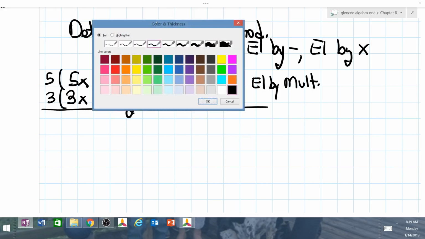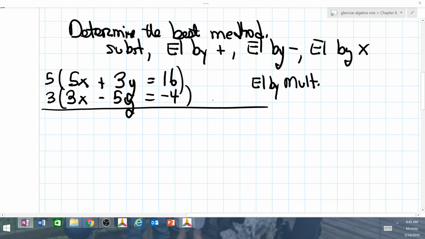Let's go ahead and work it. I'm going to let you guys work it. You know how to do this. I'm not teaching anything new here, so give yourself some practice. Why would you not add? Well, we have to multiply before we add. We had to do elimination by multiplication first, then we're going to add. Does that make sense? Okay.